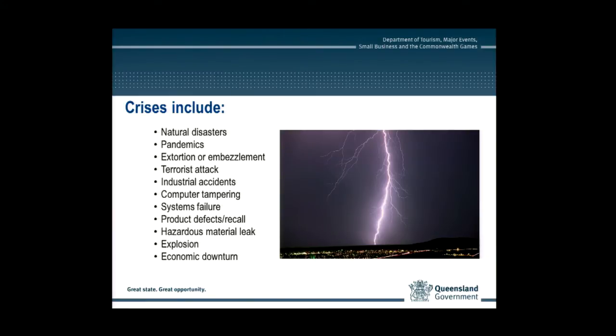Hundreds of threats exist for every business, and crises can take many forms, including natural disasters, pandemics, extortion or embezzlement, terrorist attack, industrial accidents, computer tampering, system failure, product defects or recalls, hazardous material leaks, explosions, or economic downturns.